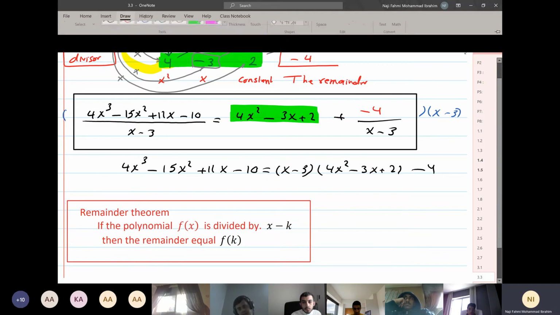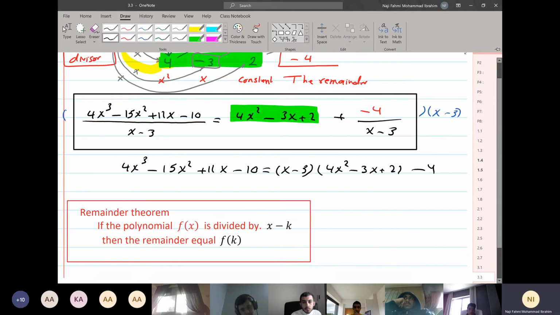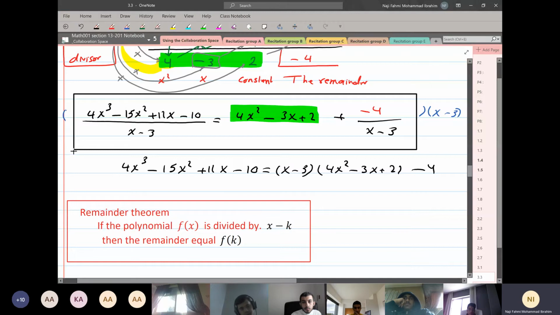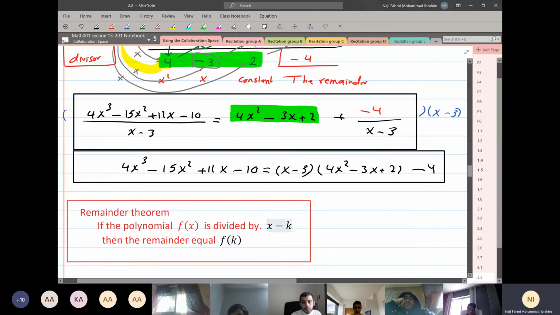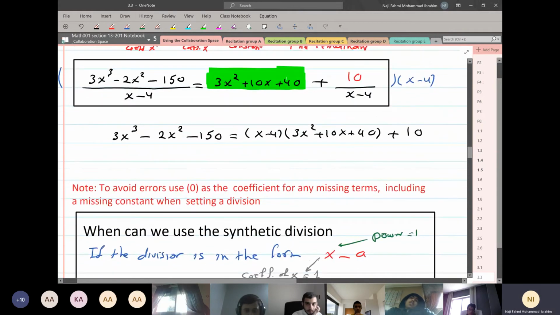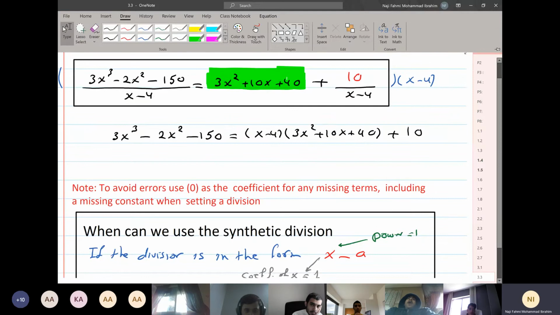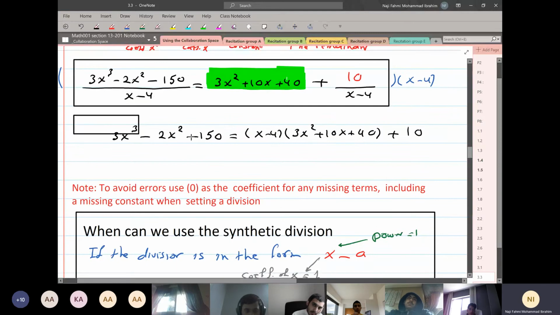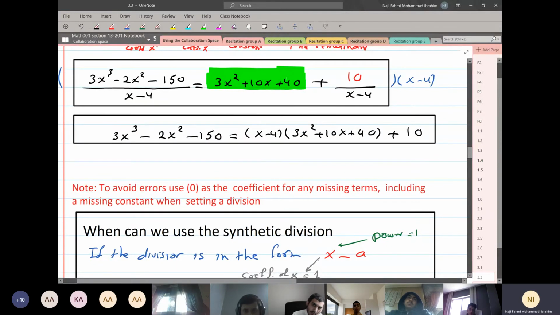Now, why am I doing this? I'm trying to introduce to you a new theorem called the remainder theorem. Let me go back to the thing that we wrote here. Now, do you see that we have a polynomial on the left side or not? Is this a polynomial, Shabab? Yes. I will name it as f of x. Now I want to find f of 4.